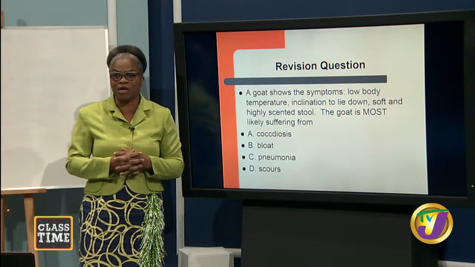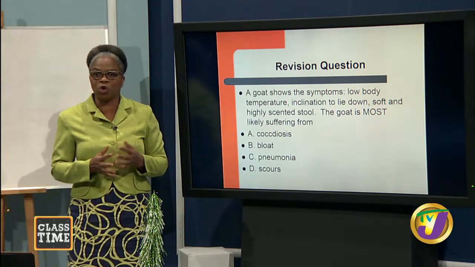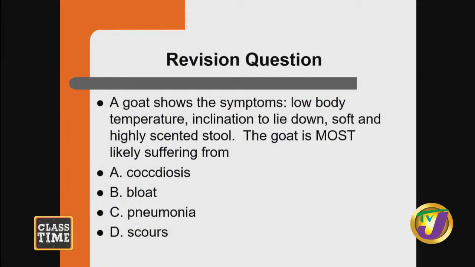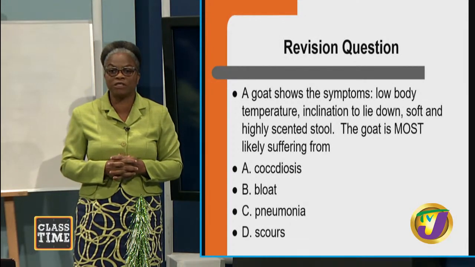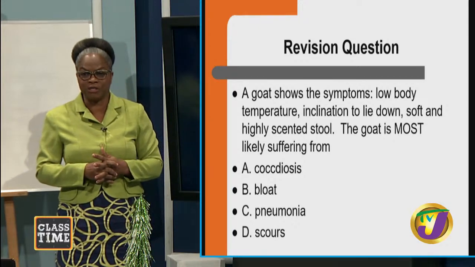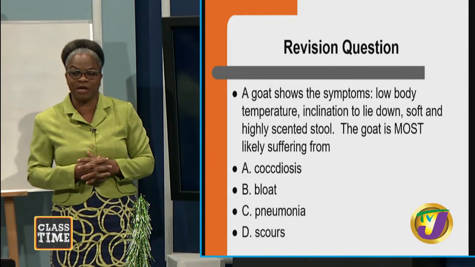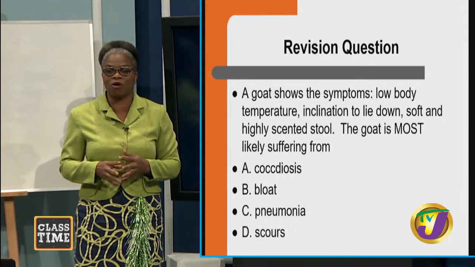Moving on to the next question. A goat shows the symptoms: low body temperature, inclination to lie down, soft and highly scented stool. The goat is most likely suffering from A, coccidiosis, B, bloat, C, pneumonia, D, scours. And so the answer is D, scours.